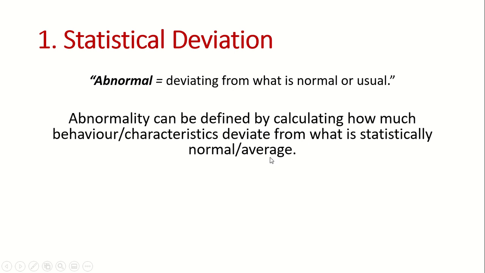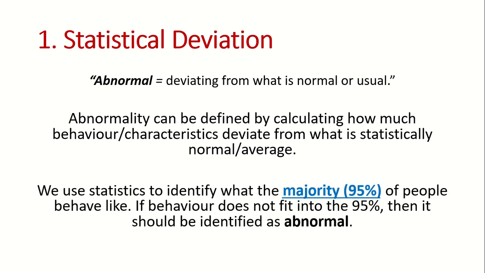So we effectively can calculate a mean score and an individual participant score, or a person's score, what is often referred to as a Z-score. And if that score deviates significantly from the mean score, the average, the normal score from a population, then we would consider that person to be statistically abnormal.